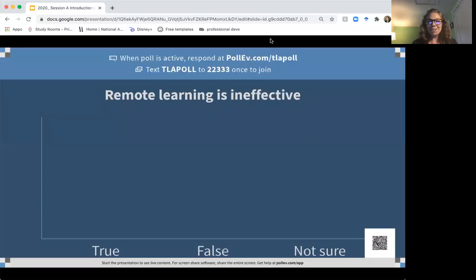We actually kicked this session off with a poll asking people to reflect on this statement: remote learning is ineffective. Now, many of us, given our own experiences or what we understand about online learning, might say true. We're not sure.